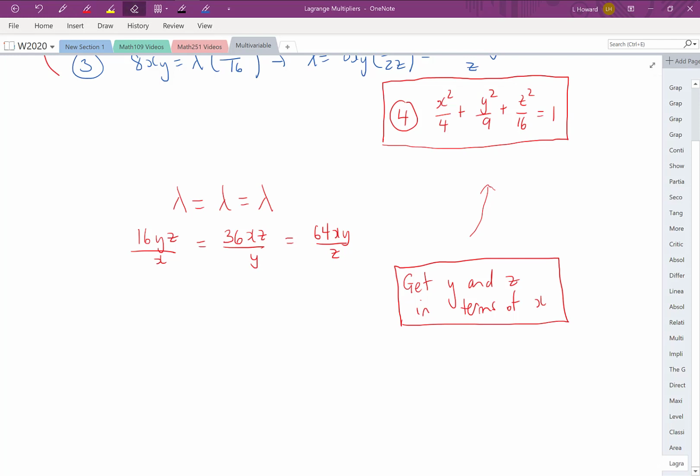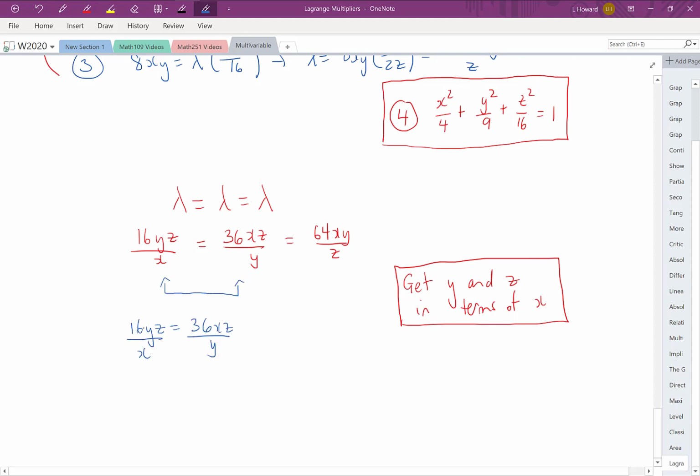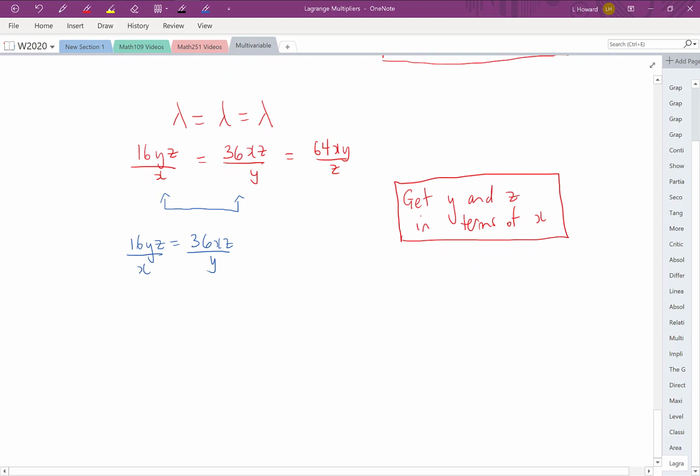So this is probably one of the trickiest parts of the problem, when we go through this process of getting y and z in terms of x. So here's what we'll do first. Let's break it into two stages. So let's look at these two things. Okay, 16yz over x is equal to 36xz over y. So we're just going to do some calculation here and see if we can simplify this.